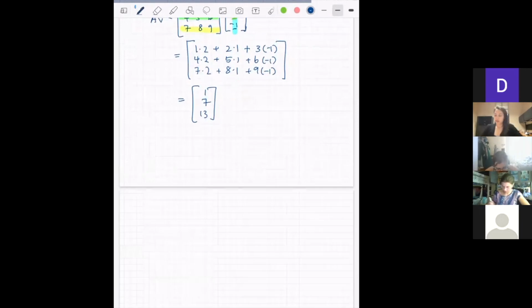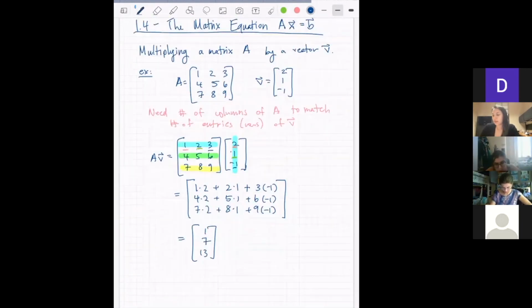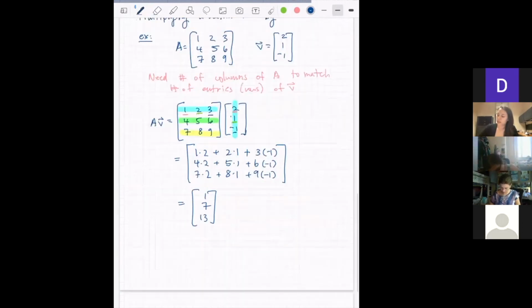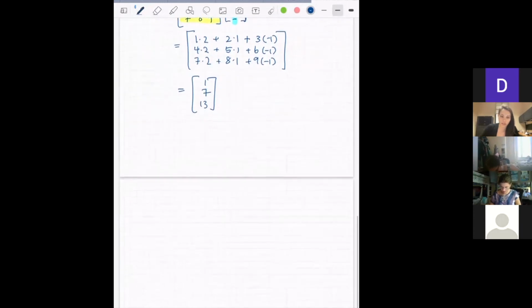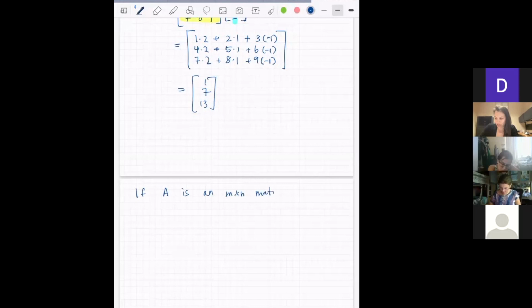So this is something that if you haven't seen before, you should just practice a little bit to get the hang of. One thing to note is that when we multiply a matrix by a vector, let me say this for the general case. So if we have an m by n matrix, and then we multiply it by a vector.